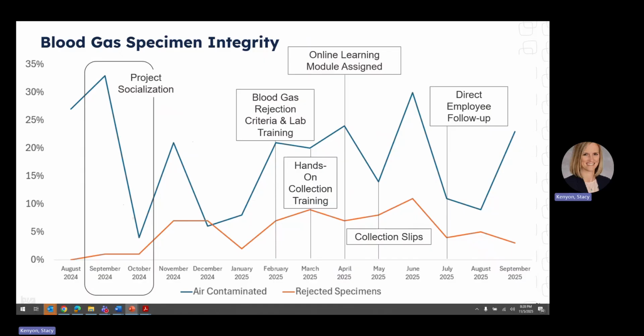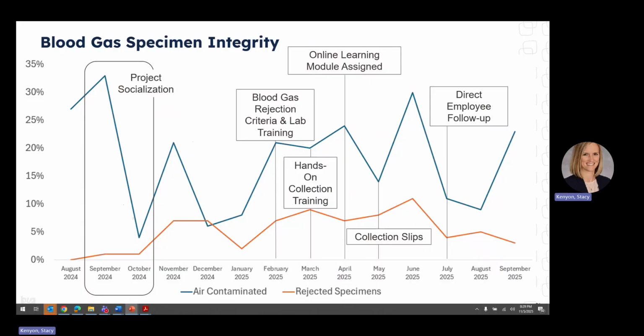As you can see, even though the goal was to reduce the percentage of air-contaminated blood gas specimens to 2% or less by July 2025, we clearly did not accomplish that goal. But once we saw that we were not going to achieve it, we didn't stop our conversations with nursing. We actually continued them, and that's where the suggestion from one of our nurse leaders to implement the direct employee feedback came from.